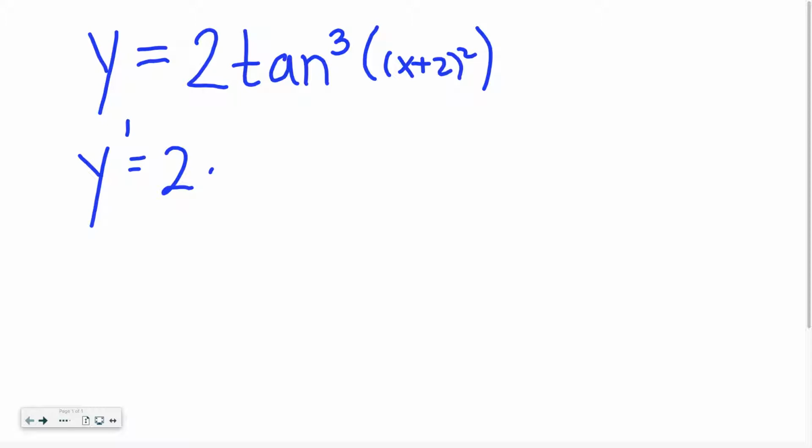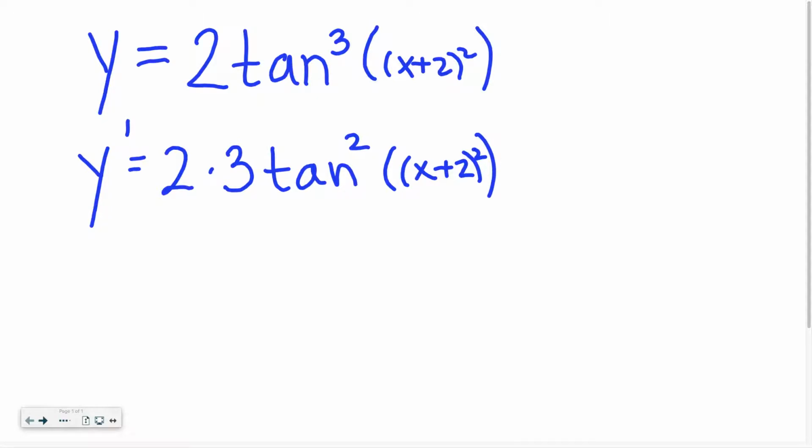What is our outside function? The cube. Tangent is inside of the cube. So the first thing we need to do is take the derivative of whatever cube. And if I have something cubed, we do the power rule. So 3 times tangent squared. Now, we've done the power rule.